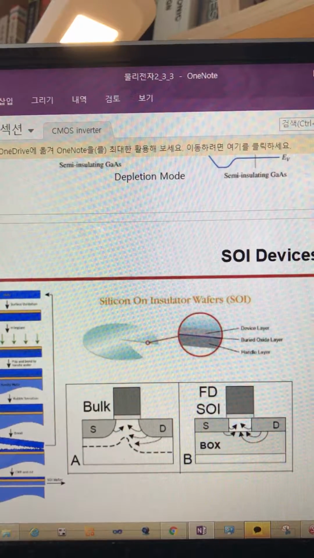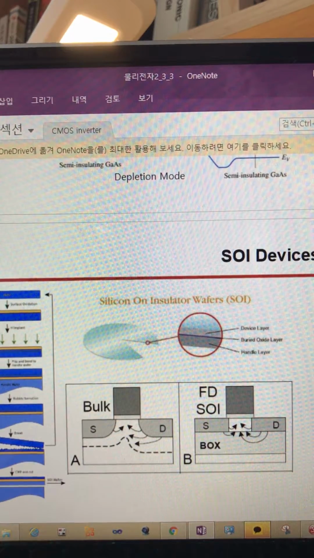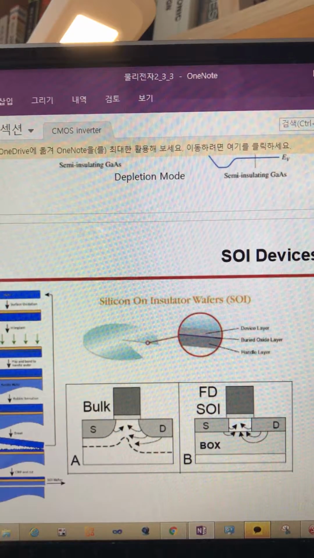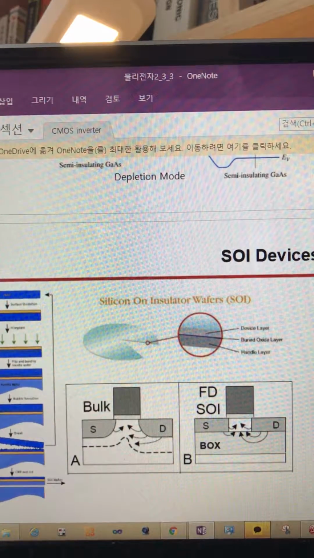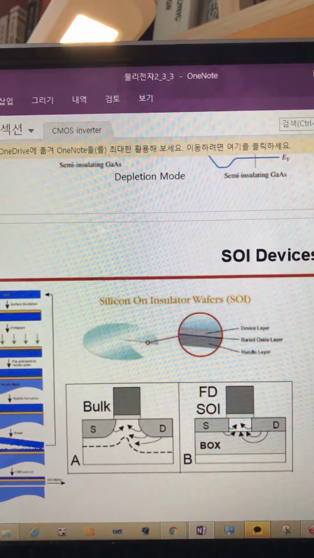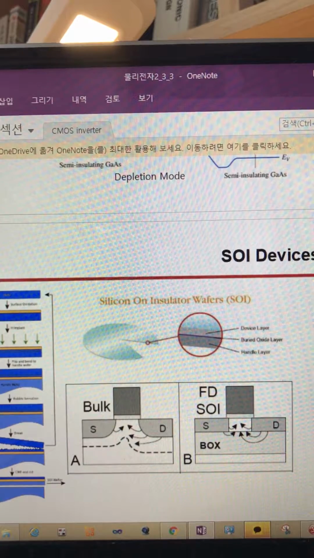Silicon on insulator devices prevent punch-through by inserting the insulator into the substrate to prevent depletion from overlapping. However, the thicker the box, the lower the thermal conductivity, the higher the temperature inside the device itself, and the higher the power consumption.